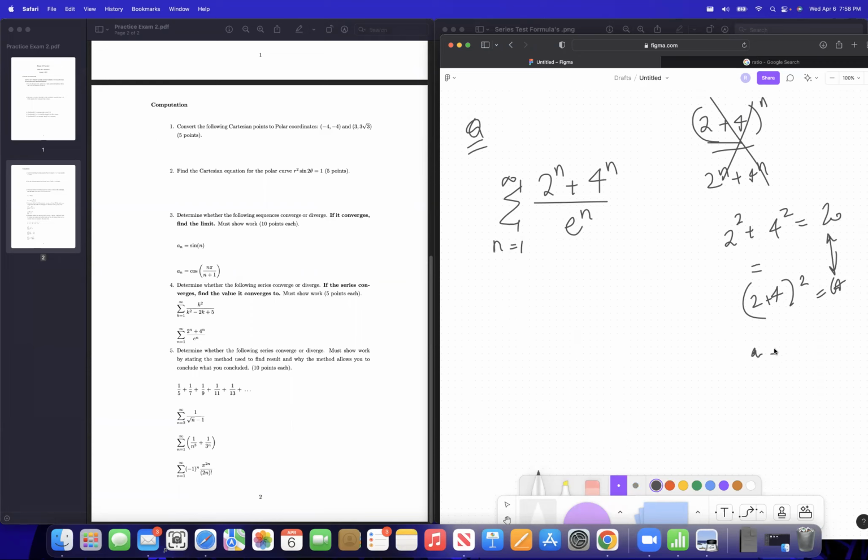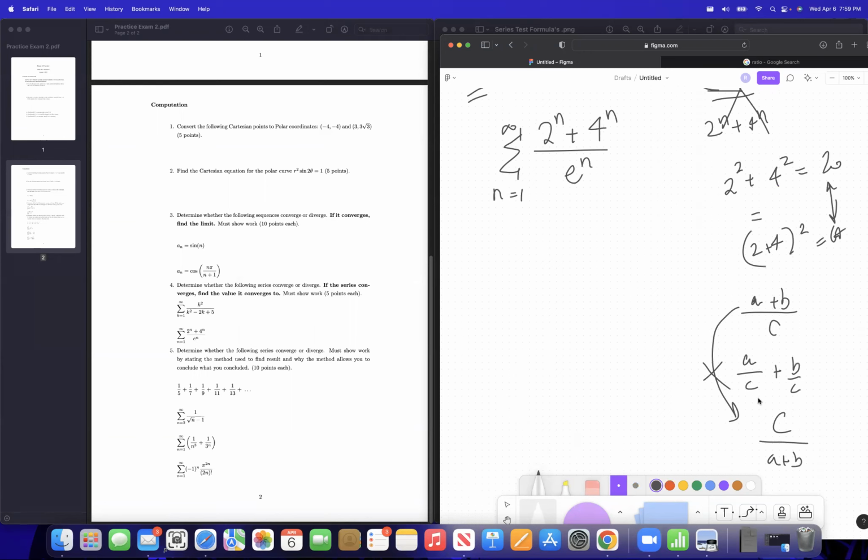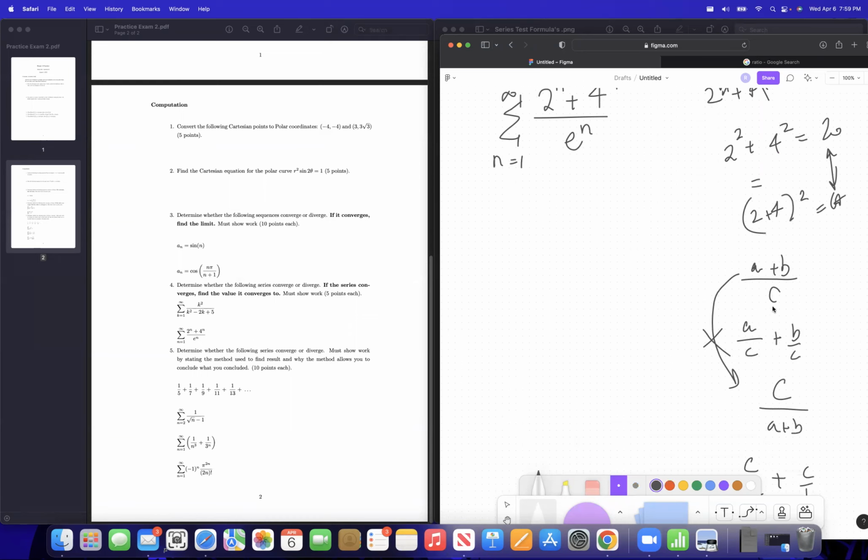But another thing is that if you have a over c plus b over c, what you can do is a over c plus b over c, okay? But you can't do this if you had c over a plus b. You can't do c over a plus c over b. This is not allowed, but let's see. Yeah, so this is allowed.